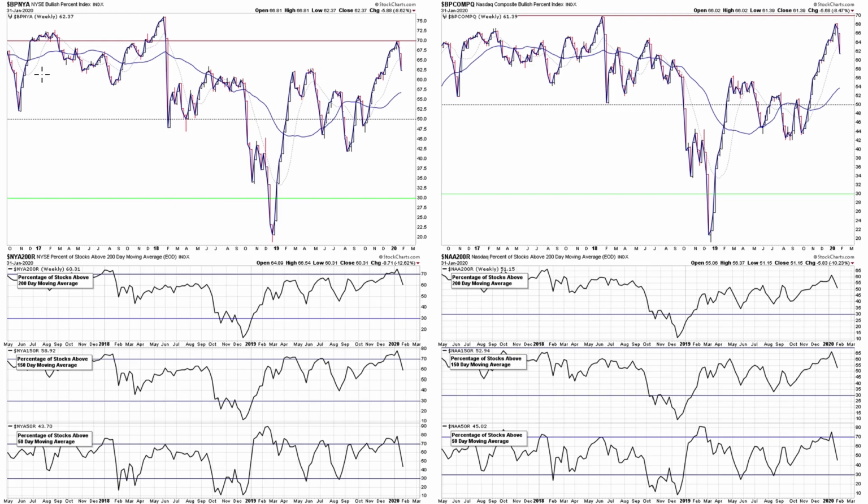Okay, now moving on to the breadth charts. I've set these up this week so you can see the bullish percent index and the moving average breadth in the same charts. So on the left here we've got the NYSE bullish percent index, and on the right we've got the Nasdaq composite bullish percent index with the 200-day, 150-day and 50-day moving averages below.